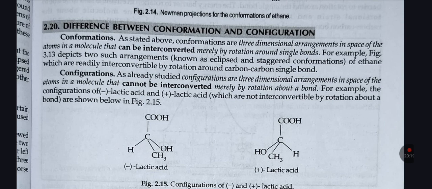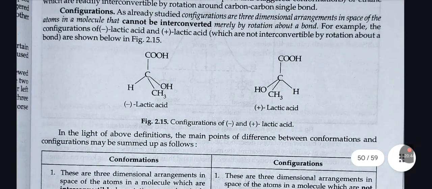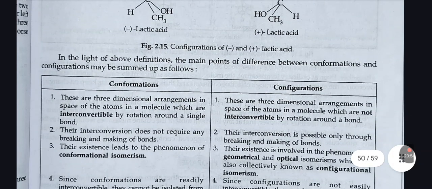Configurations, as already studied, are three-dimensional arrangements in space of the atoms in a molecule that cannot be interconverted merely by rotation about a bond. For example, the configurations of minus lactic acid and plus lactic acid, which are not interconvertible by rotation about bonds, are shown in figure 2.15. In the light of the above definitions, the main points of difference between conformation and configuration may be summed up as follows.